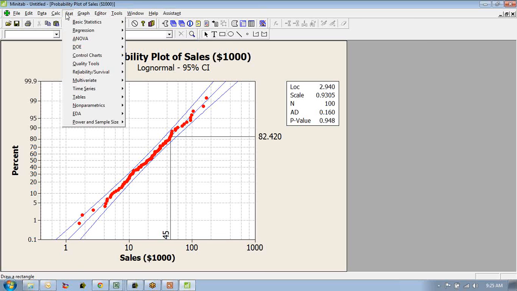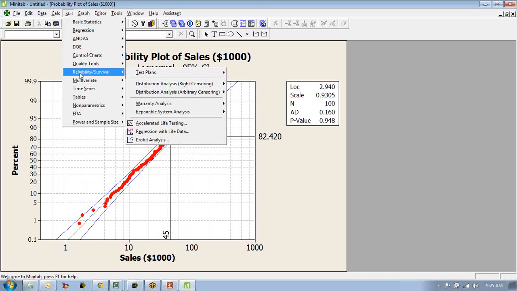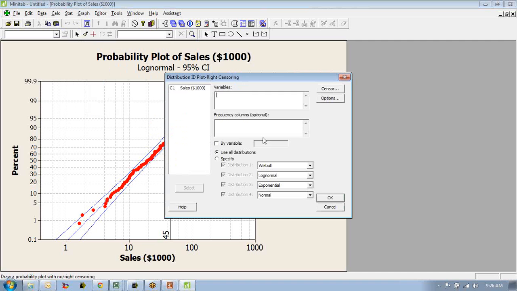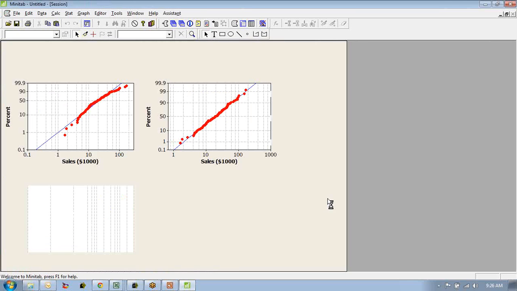It's in a weird place. If we go to Stat, Reliability and Survival, Distribution Analysis, Right Censoring, whatever that is, it's kind of weird that it's there. Okay, Distribution ID plot, and we are going to fit the Weibull, the log normal, the exponential, and the normal. Hey, it's just the ones that we have. We'll fit them all to this, and we'll see which ones are decent fits.